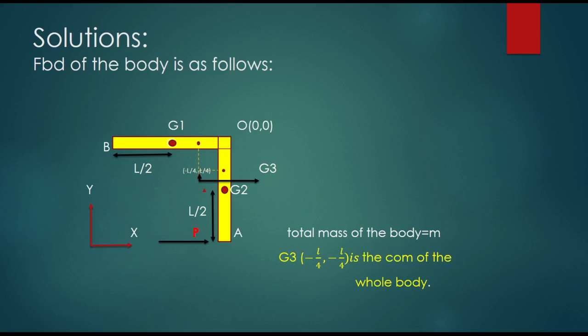Now, let us have a glance at the solution part of the problem. The first step is to draw the FBD. We have divided the whole body into two rectangular bodies, OB and OA, which are symmetric in nature. G1 is the center of mass of OB, G2 is the center of mass of OA, and G3 is the center of mass of the overall body, located at coordinate minus L by 4, minus L by 4, as point O is the coordinate 0, 0. We'll see next how we calculated the center of mass of the whole body.